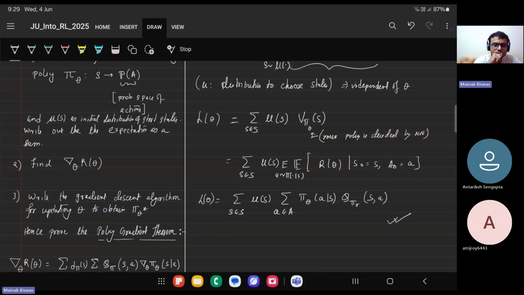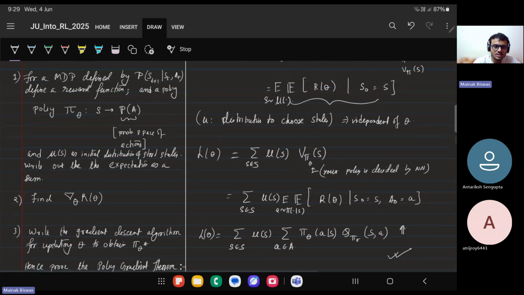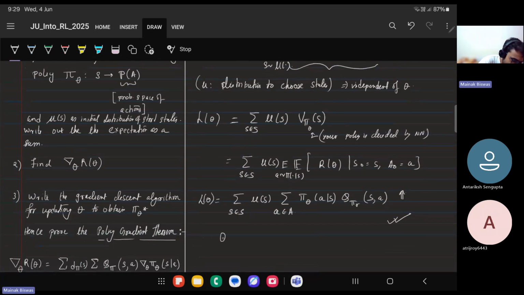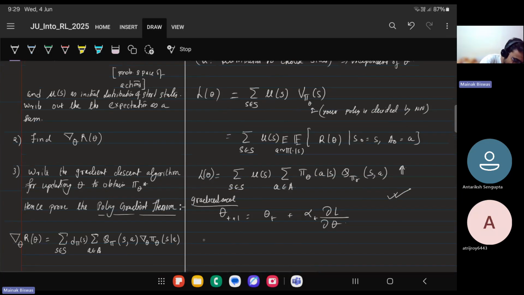What do I need to do to find out the best parameters theta? The objective is to maximize this loss function. Yes or no? So I have to do gradient ascent: theta t plus 1 is equal to theta t plus alpha t dL d theta. Do you agree? So all I have to do is again take gradients. That's it. Take the gradient.